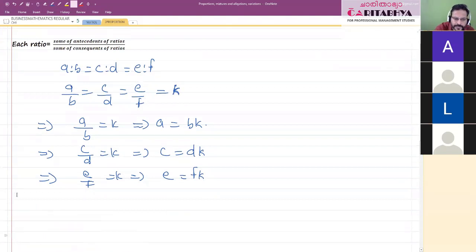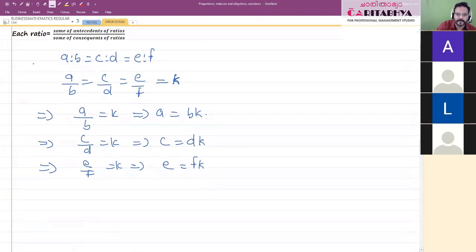Okay. So for the proof, three ratios are equal, and we don't know the values, so let it be a constant K. Then first ratio will be equal to K, that implies A equal to BK. Second ratio will be equal to K, that implies C equal to DK. Third ratio equal to K, that implies E equal to FK.